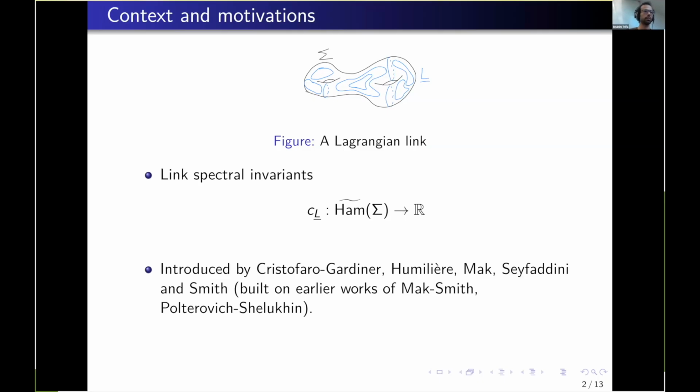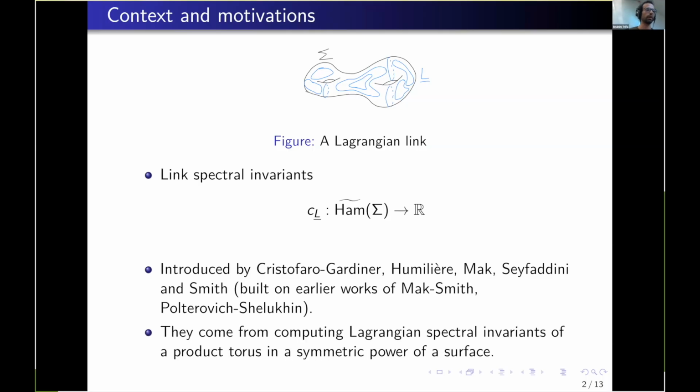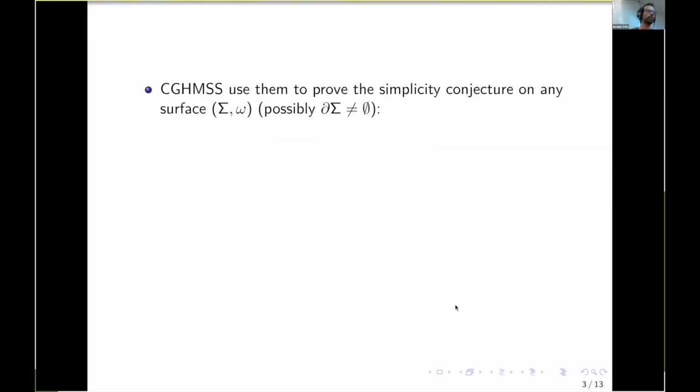They were introduced by Cristofaro-Gardiner, Humilière, Mak, Seyfaddini, and Smith. This built on earlier works of Mak and Smith and Petrovich-Sheluchin, where they studied some Lagrangian configurations in S2 times S2. They come from computing Lagrangian spectral invariants of a product torus, coming from taking the product of each component of the link inside the symmetric power of the surface. And they were first used by CGH-MSS to prove the simplicity conjecture on any surface, possibly with boundary.